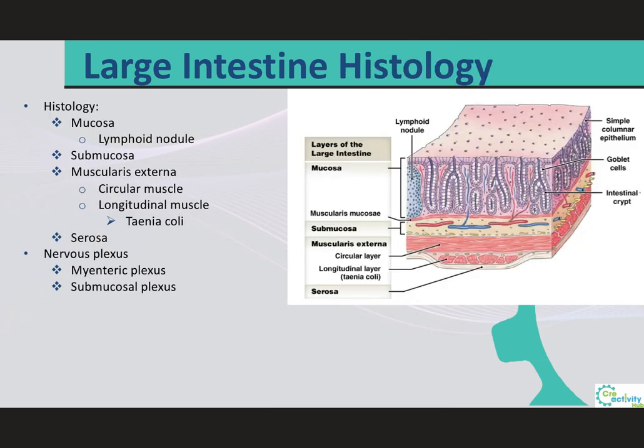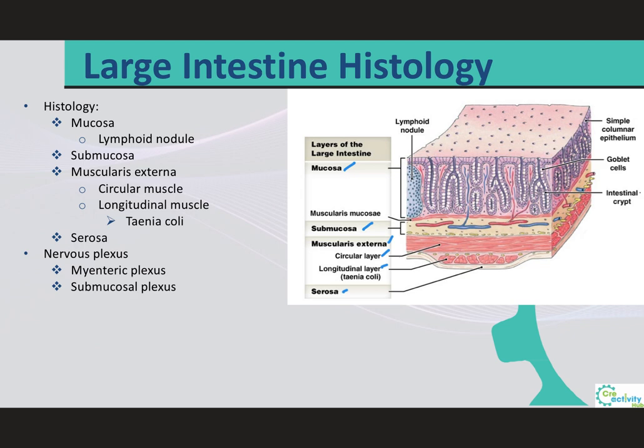With regards to the histology, we can see that the large intestine wall will have all the 4 layers that most of the other parts of the digestive tract present with. So it will have the mucosa, the submucosa, the muscularis externa with the circular muscle layer and the longitudinal muscle layer and the serosa. But they will have some notable differences between the walls of the small and large intestines.